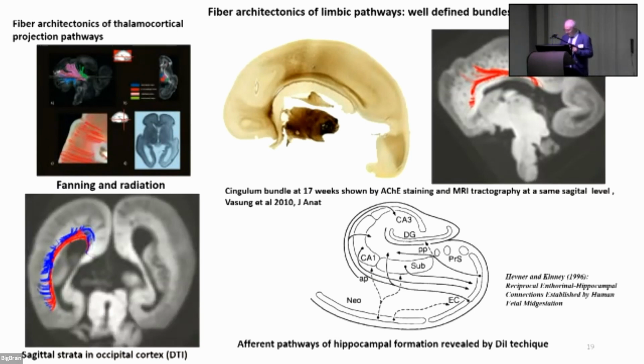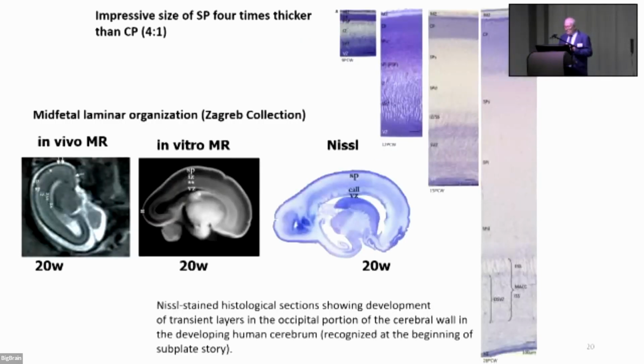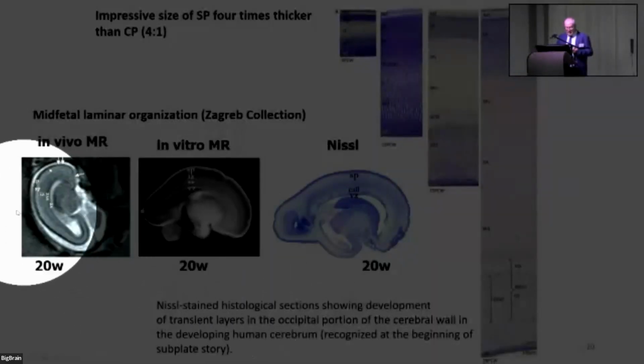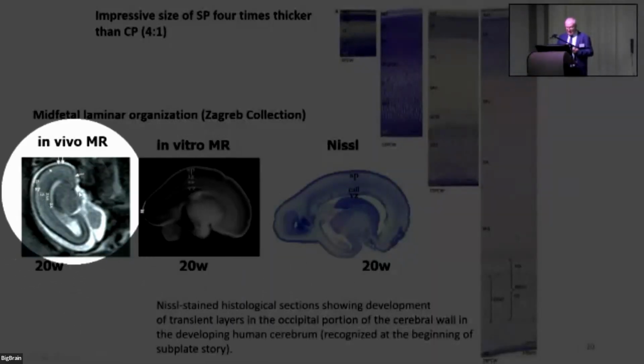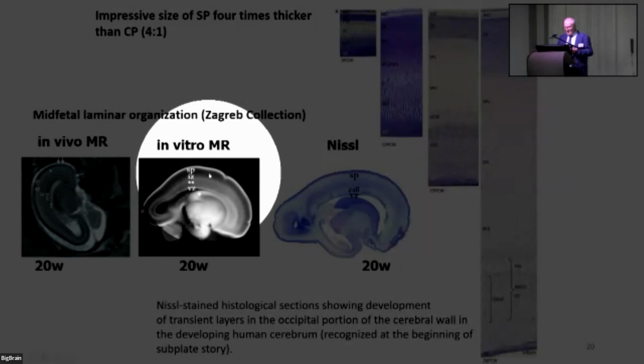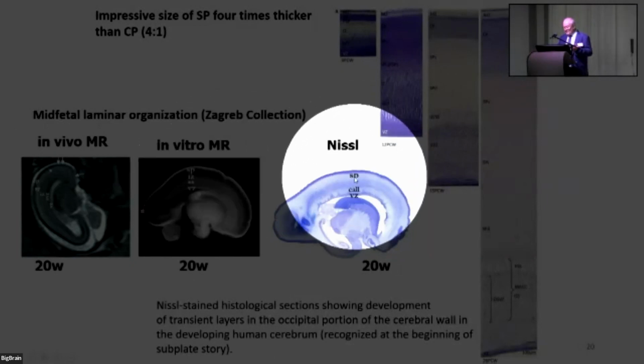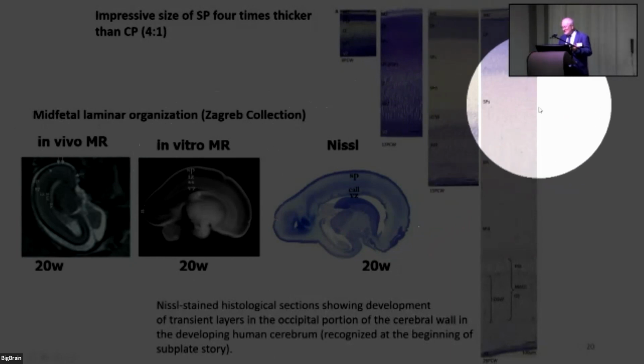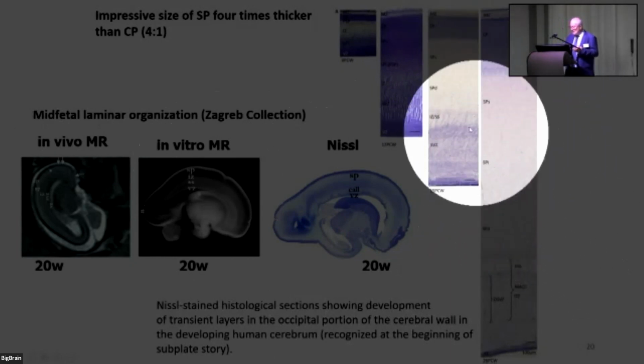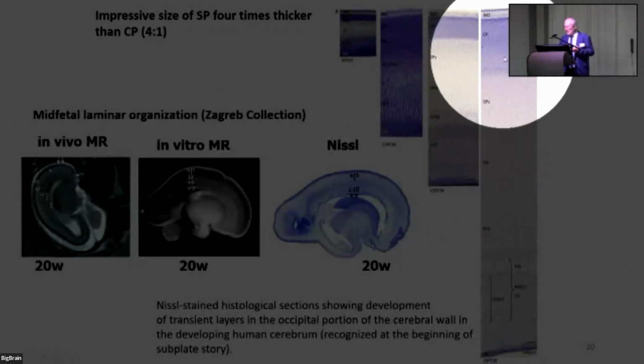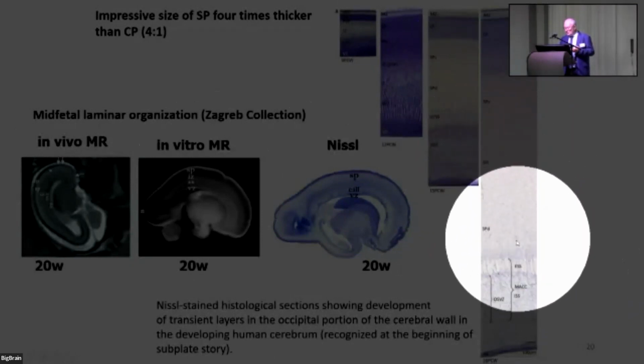But what is doing, we still just hypothesize. Now to the subplate. Why do I like the subplate? Not because I described it with Dr. Molliver first. I like the subplate because you can see it in vivo with magnetic resonance imaging, then postmortem with Nissl, as the largest compartment of the human fetal brain.